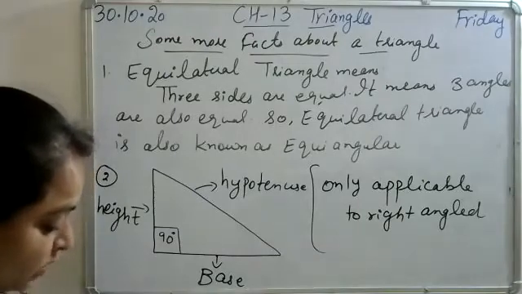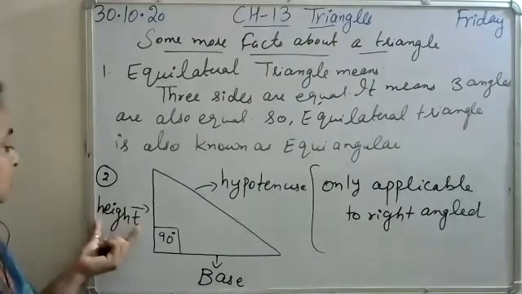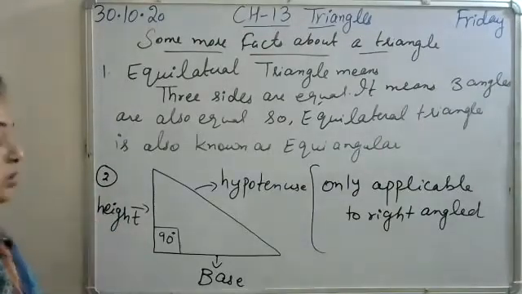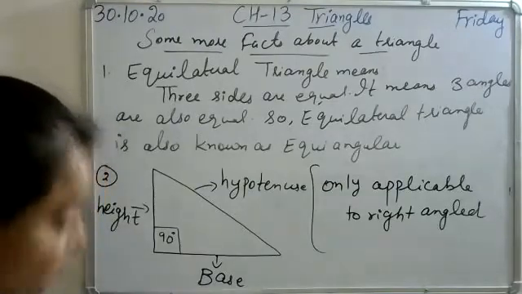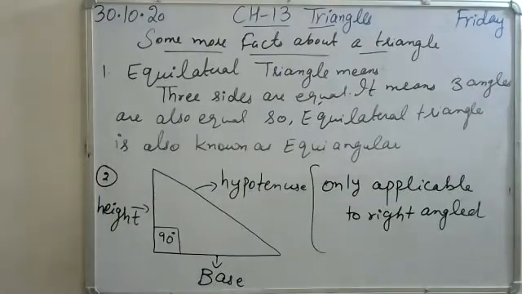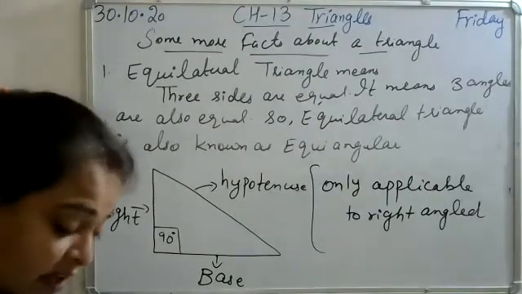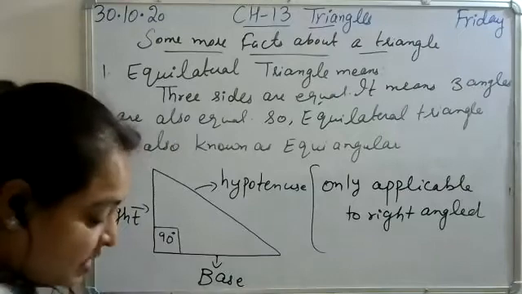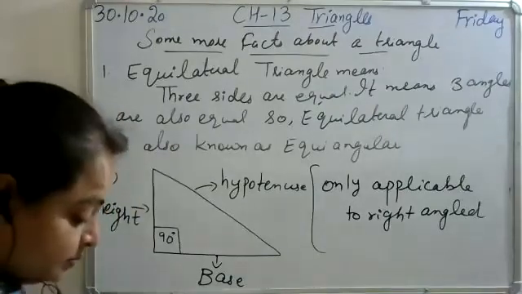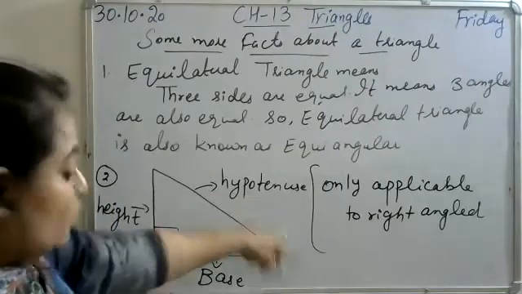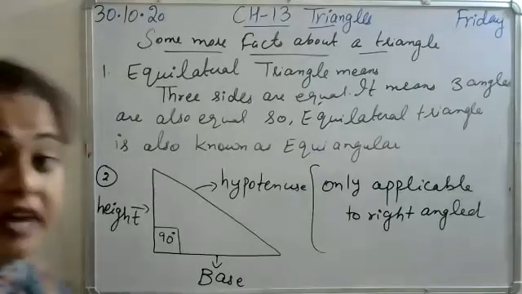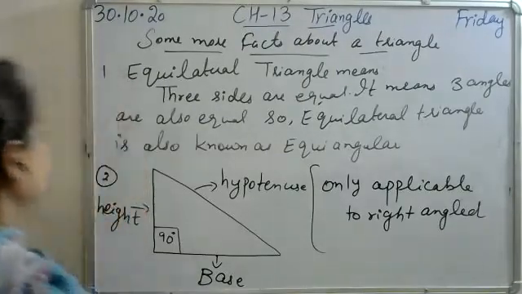And this height is also known as perpendicular. Write down. Then we will start third interesting fact. And these facts are given in your book on page number 169. Check page number 169 and 170. Hypotenuse. Okay. Now the next property is, which is very, very important, very interesting.